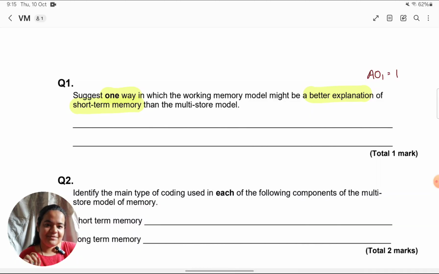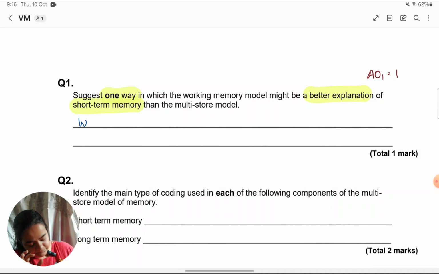Okay, so I will write a sample answer. You do not have to write this answer. This is just to show you how you can phrase your answer. Okay, so we can simply write that and we can be direct. We don't need to write one way in which that way. We can straight off come to the point.